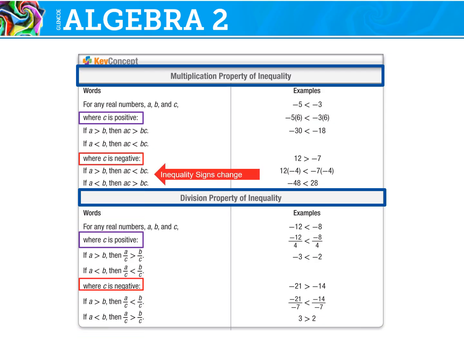to change. So if A is greater than B, then AC is less than BC because we multiplied both sides of the inequality by a negative sign. So we have to switch our inequality to make it a true statement. Same thing if we were dividing. If A is greater than B, but we divide both sides by a negative number, we have to switch our inequality sign. And there's some numerical examples to the right.